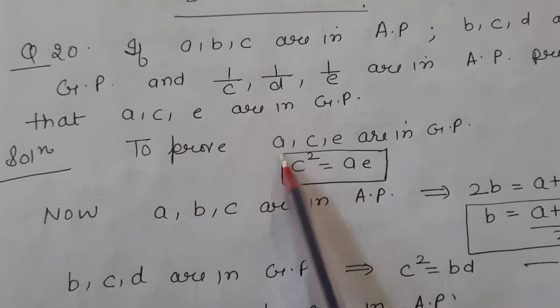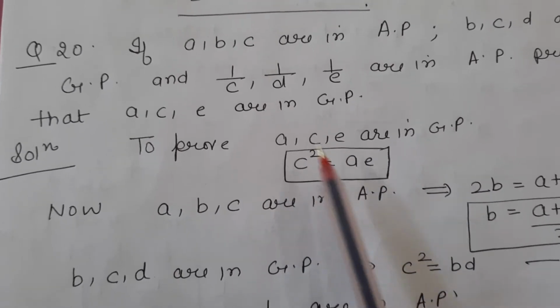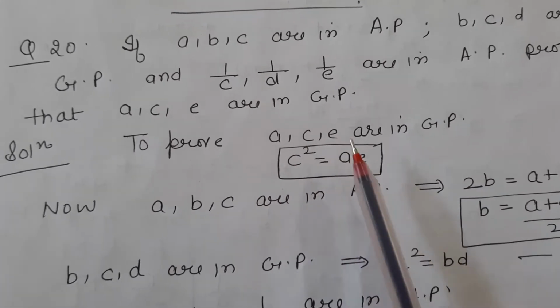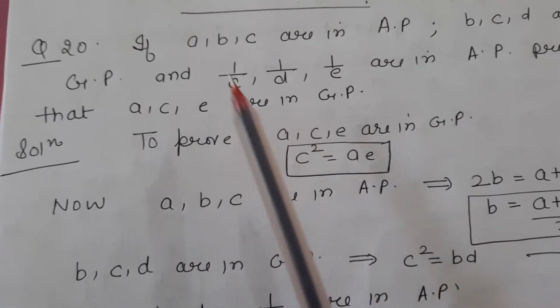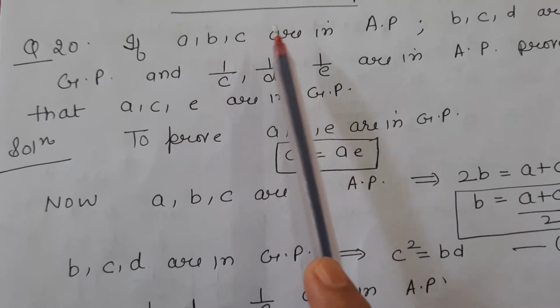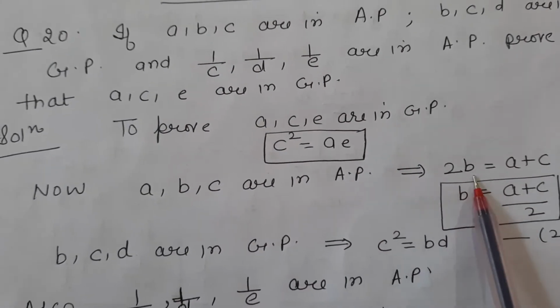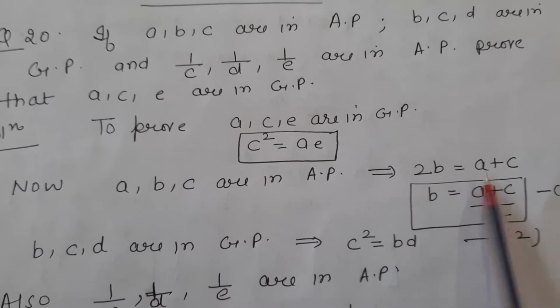Now you have to prove A, C, E are in GP. That means we have to show the square of the second number, C square, is equal to the product of first and third, which is A into E. This you have to prove. Now use the given condition. A, B, C are in AP, so twice the second number, 2B, is equal to the sum of first and third, A plus C.